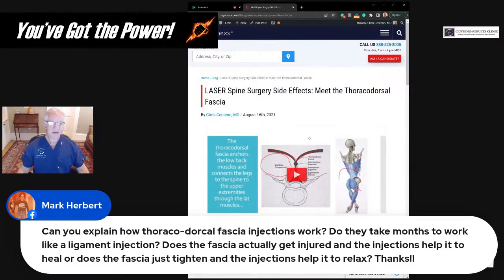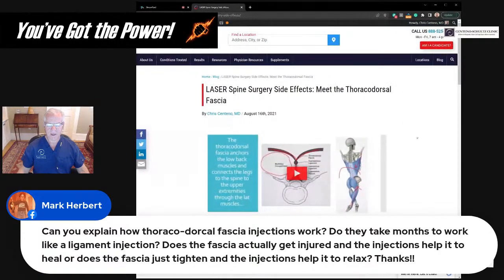So you should be seeing "Laser Spine Surgery Side Effects: Meet the Thoracodorsal Fascia" here. The thoracodorsal fascia is this fascia in the back that ties in the upper extremity and lat dorsi muscles through the low back. So it goes over the top of all of that. So if this is the vertebra up front, this is the fascia here.